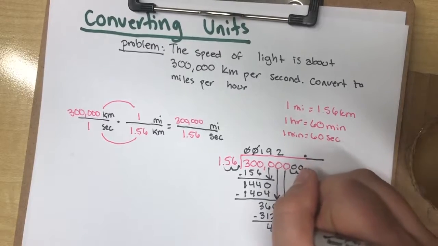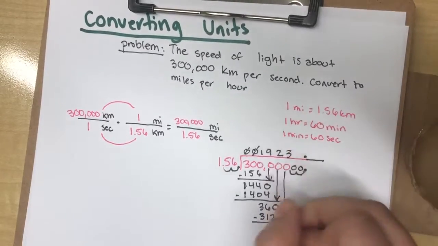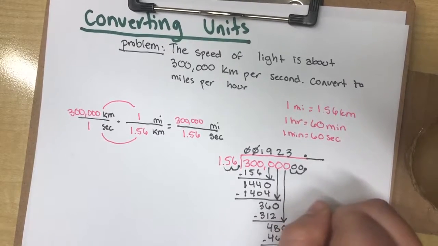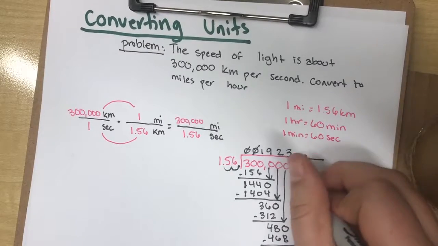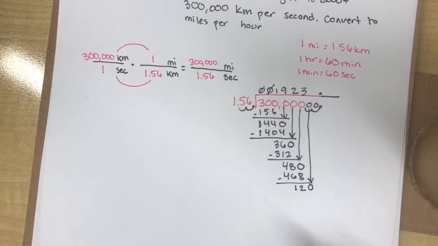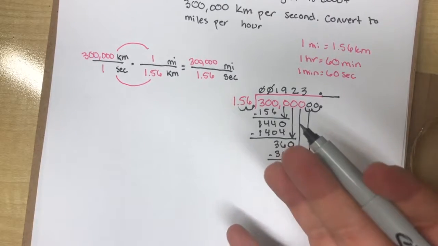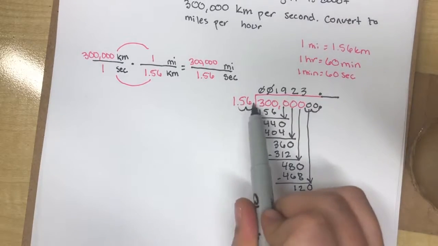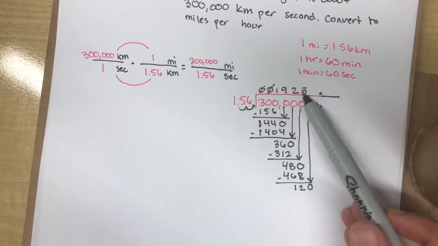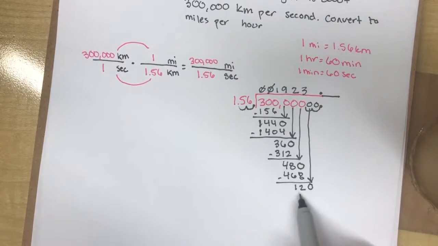Bring down this 0. 156 goes into 480 3 times, which is 468, the remainder of 12. And I'm going to bring down this 0. Okay, so I'm going to pause here because this is a really, really important mistake that a lot of people have been making. So 156, I'm here. I said it went into 480 3 times. 3 times 156 is 468. When I subtracted that, I got a remainder of 12.